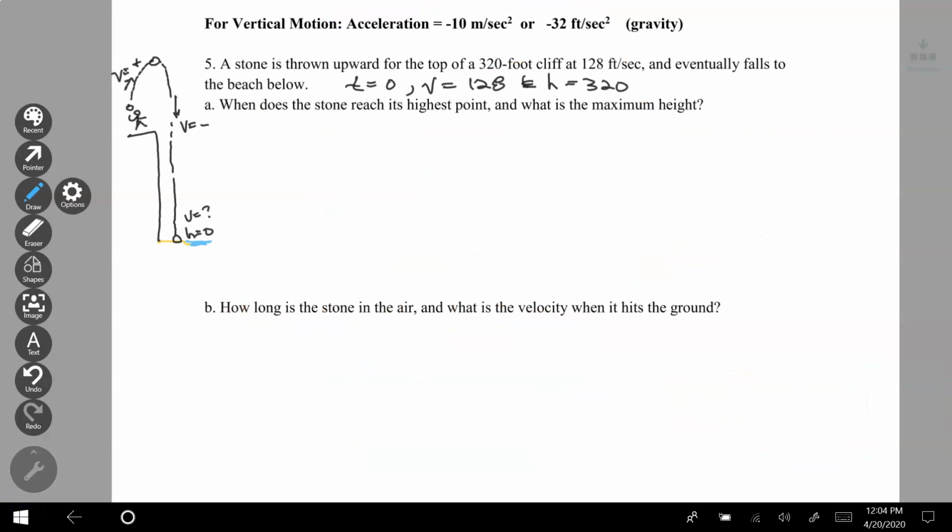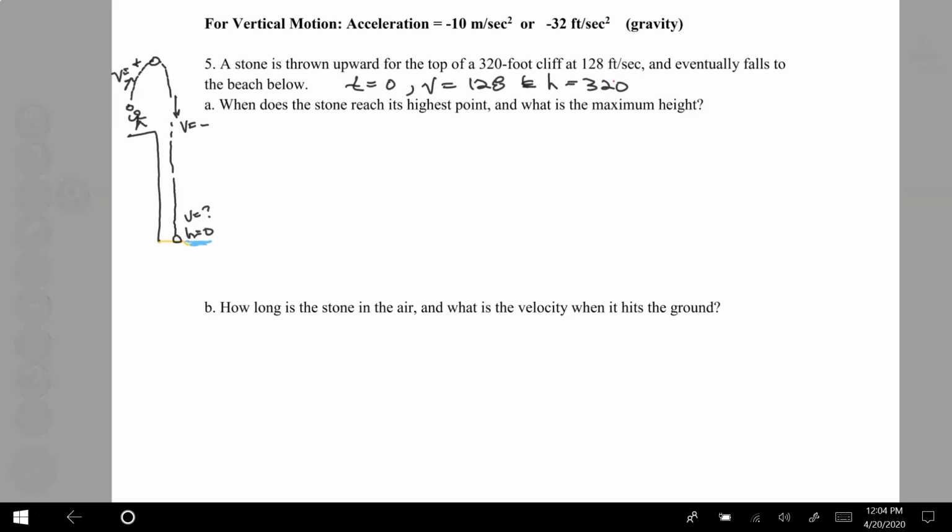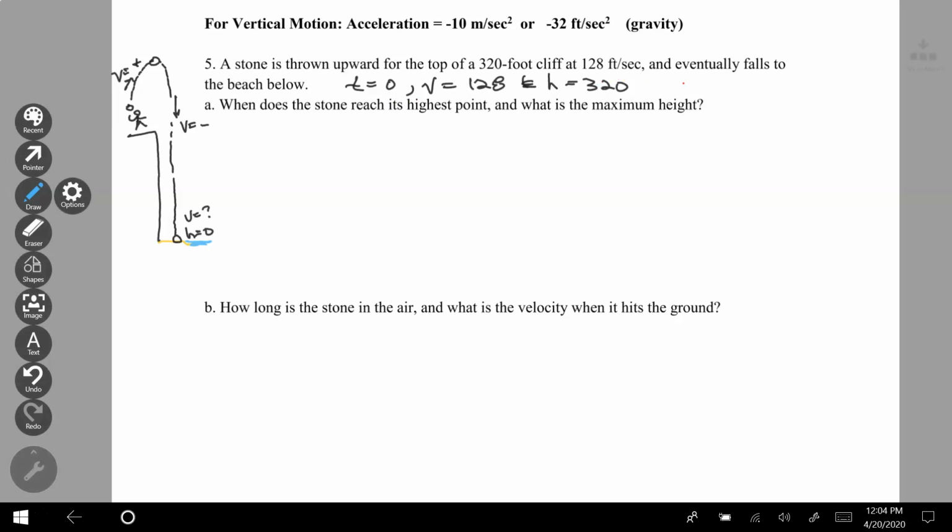Okay, for this problem I have shown a drawing of it, of the cliff and the stone being thrown up and coming back down. Because this is in feet per second, my acceleration is going to be negative 32 feet per second squared, which is gravity in these units. So my velocity is the antiderivative of acceleration, which is negative 32. So my velocity is equal to negative 32t plus c.